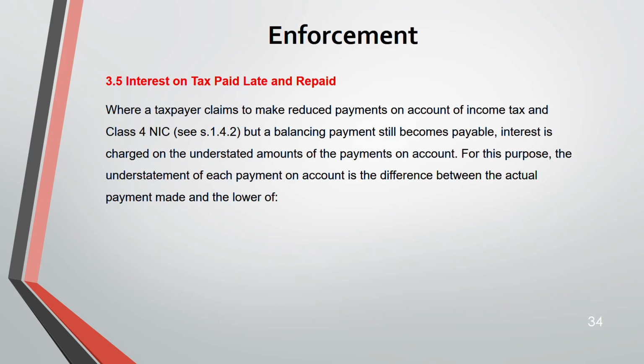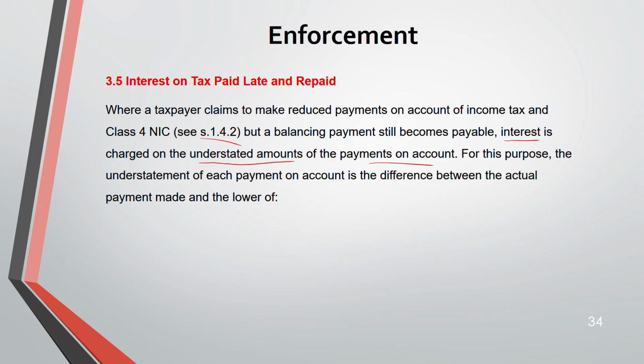Now, where a taxpayer is claiming to make a reduced payment on account of income tax and class 4, this we have covered in section 1.42. You can go back and check. But a balancing payment still becomes payable. That means you have made a reduced payment on account of income tax and class 4, in spite of that, there is a balancing payment. Then, interest is charged on the understated amounts of the payment on account.